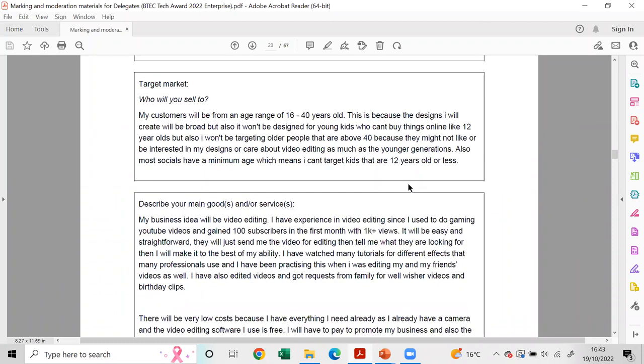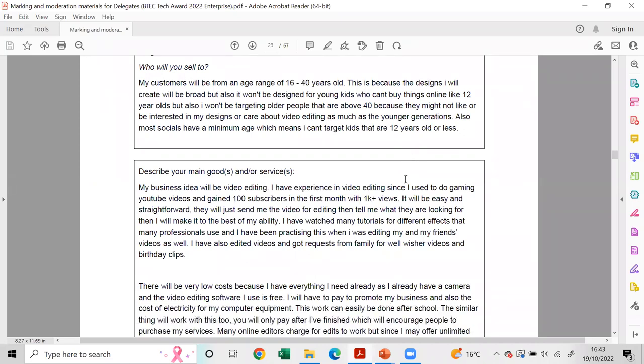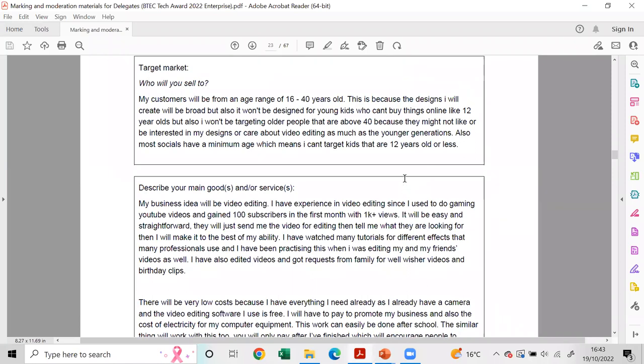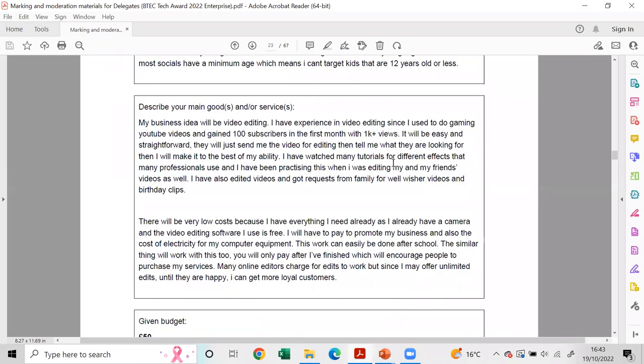Their target market: my customers will be from an age range of 16 to 40 years old. This is because the designs I'll create will be broad. Also, it won't be designed for young kids because they can't buy stuff online. I won't be targeting older people above 40 because they may not be interested in the designs. Also, most socials have a minimum age, so I can't target kids that are 12 years old and less. So they've given some explanation of why they've chosen that target market.